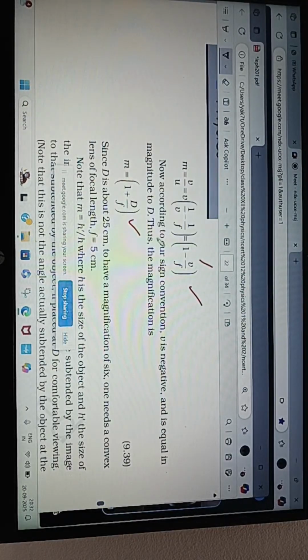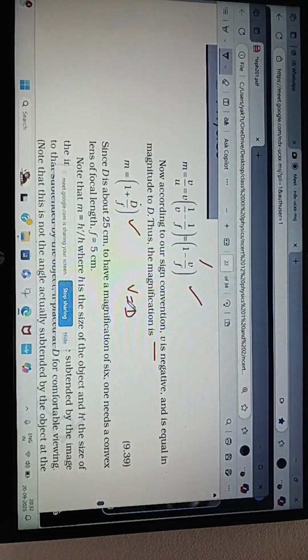Tell me why minus will become plus? Because of this condition, because the image is on the left side. Now you tell me what is capital D? Why is V equal to capital D? What is the significance of D? If you know, you say, otherwise I will explain to you. Sorry, can you explain, sir? Yeah, that is called the minimum distance of distinct vision. This you have learned in your class 10th.